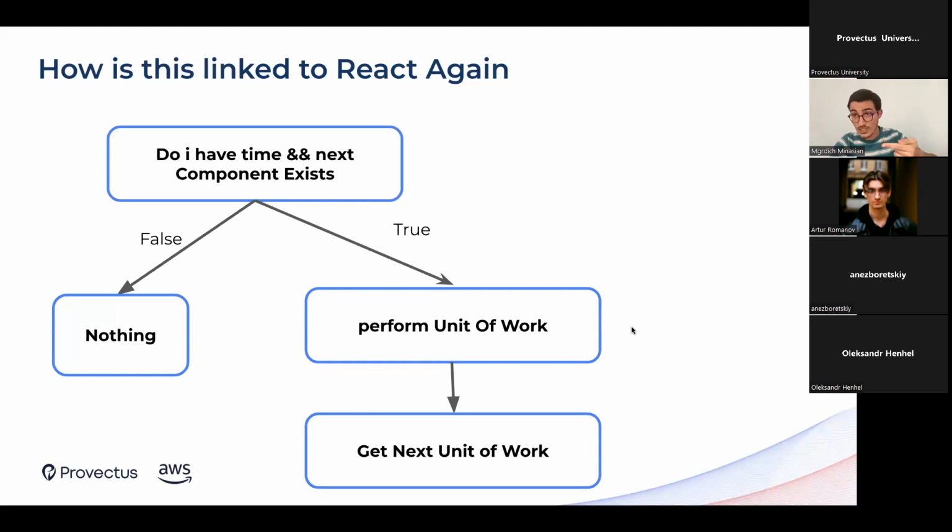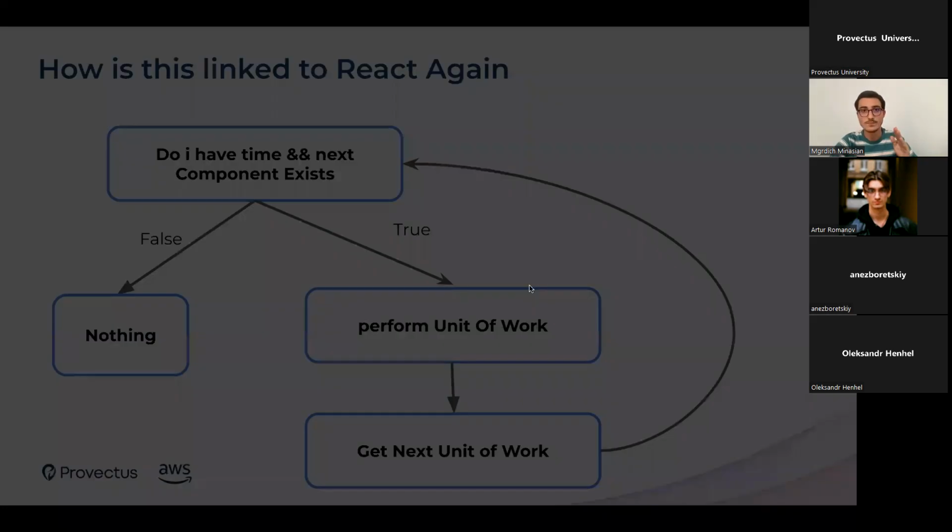And you get your next unit of work and you ask the same question again and again and again until you don't have the next unit of work or you don't have any time left. So with this algorithm, I think we can construct mentally how React is able to pause the execution of the function and then continue it whenever it wants, and thus allowing the browser to not drop any animation frames.